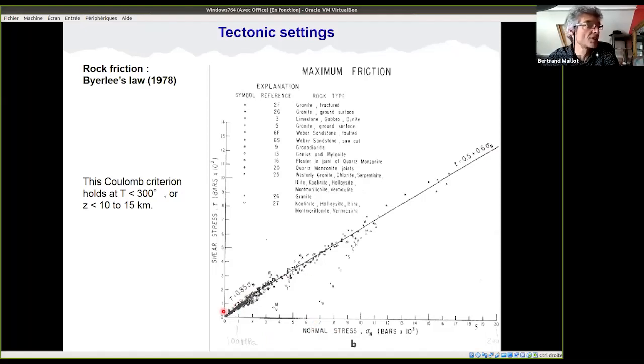There are two parts. This criterion, a first order criterion, of course, you see a lot of variations, holds for temperatures lower than 300 degrees. Above that, the rocks become soft and they become ductile materials. And these temperatures usually correspond to less than 10 to 15 kilometers. So since limit analysis is essentially interested in frictional sediments, this is why we must limit the investigations to 10 to 15 kilometers depth. Below that, we need to have other descriptions of ductile deformation.